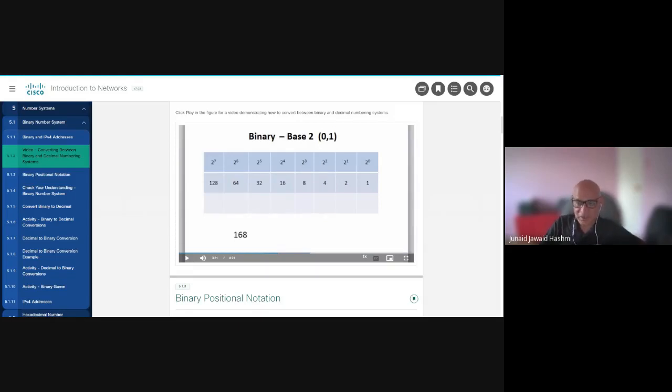Okay, so the position is important when you're converting binary to decimal. So it starts from 128, goes all the way to 1, and then you just calculate them.